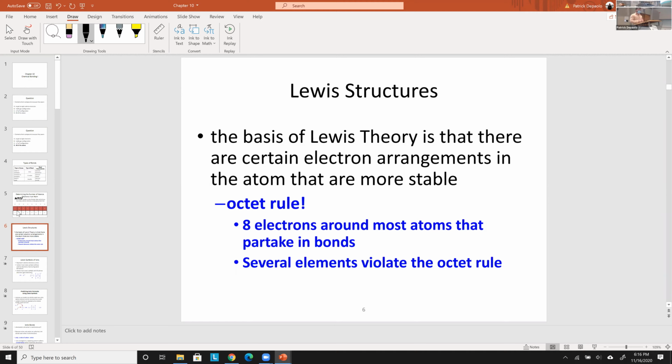The octet rule is very important for Lewis structures. Ideally we want it, but sometimes it can be broken, and it's looser than you think. Maybe in high school chemistry you learned the octet rule is the golden rule for how many electrons metals or non-metals like to have in covalent bonding, but it can be broken. Generally most of the non-metals like to have 8 valence electrons around their atoms, and either those electrons can partake in bonds or be lone pairs. And again, several elements violate that rule.